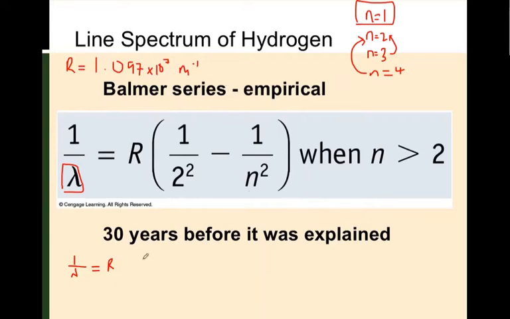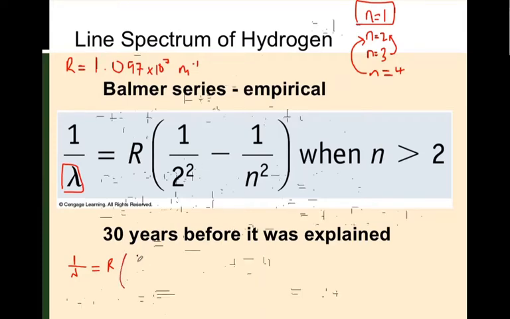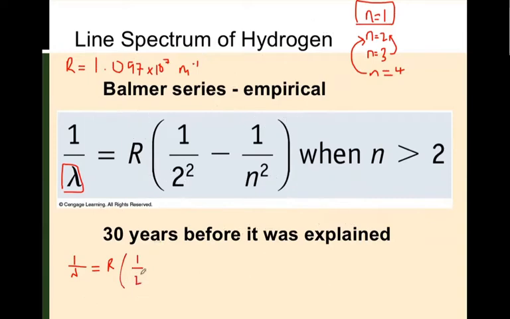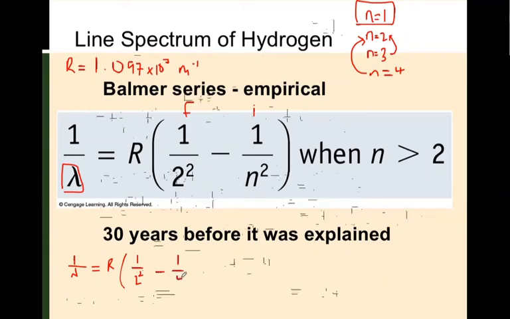Okay. Then this is going to be in here. It's going to be 1 over 2 squared, because this is the initial, I, and this is the final. So where it starts and where it ends in the transition. So it always ends at 2. And so this is going to be minus 1 over, since we're doing 4 to 2, 4 squared.